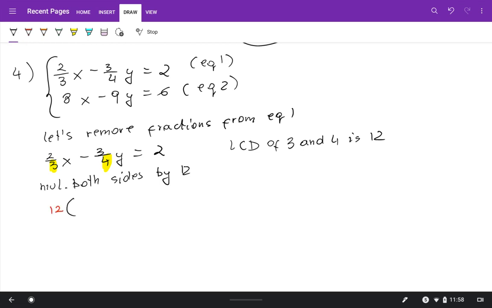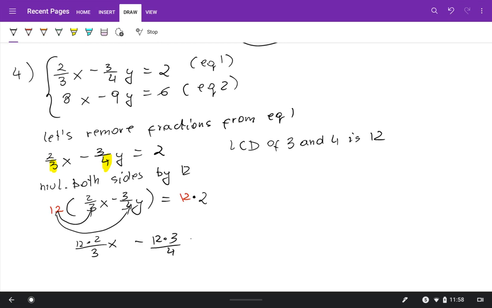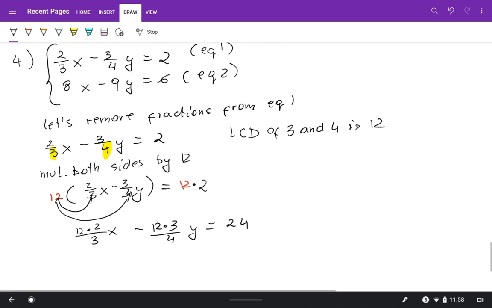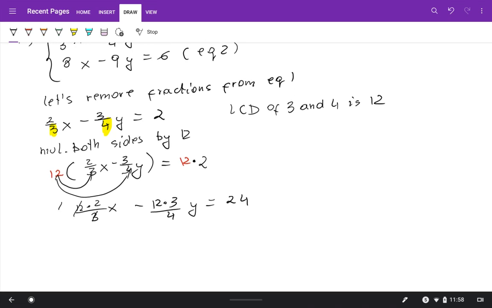So I multiplied the left side of the equation by 12. So we have 12 times 2/3x minus 3/4y equal 12 times 2. And now we'll distribute 12 to both. So we have 12 times 2/3x minus 12 times 3/4y equal 24. So 12 divided by 3, it's 4. 4 times 2, we end up with 8x. 12 divided by 4, it's 3. 3 times 3, it's 9. Minus 9y equal 24. So this is our equivalent equation 1.